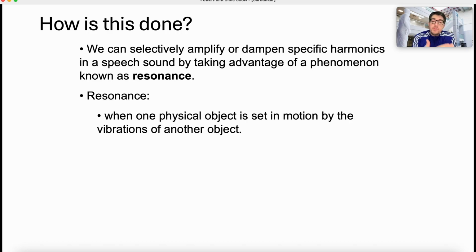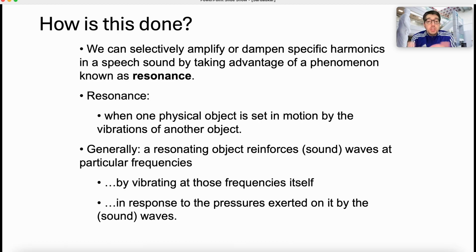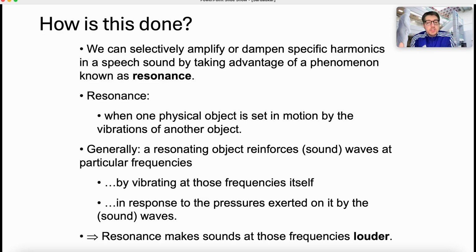Resonance is when one physical object is set in motion by vibrations of another, right? Generally, a resonating object reinforces sound waves at particular frequencies by vibrating at those frequencies itself in response to the pressure exerted on it by the sound waves, right? So resonance makes sounds at those frequencies louder.